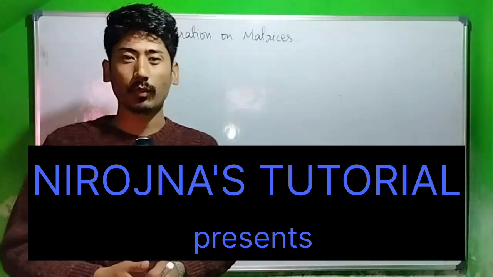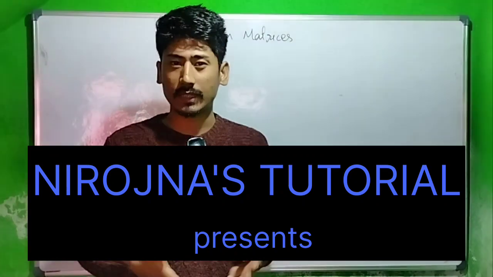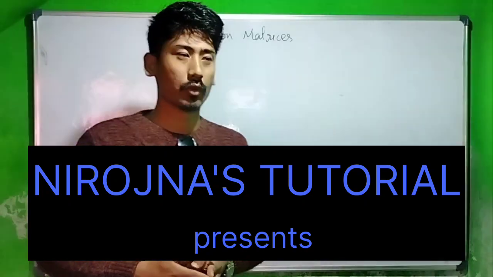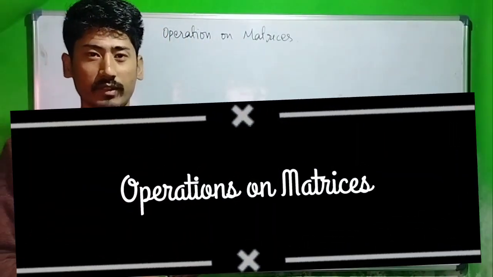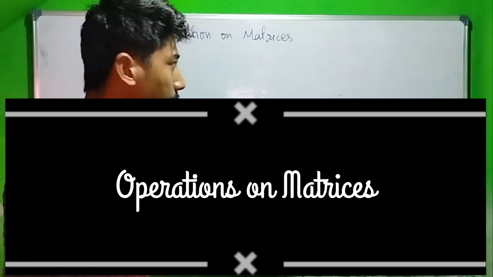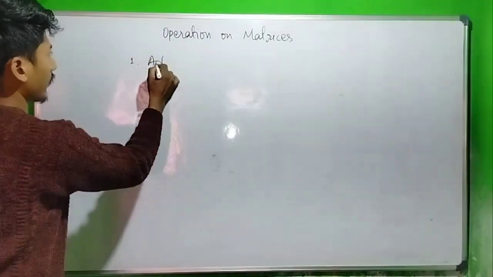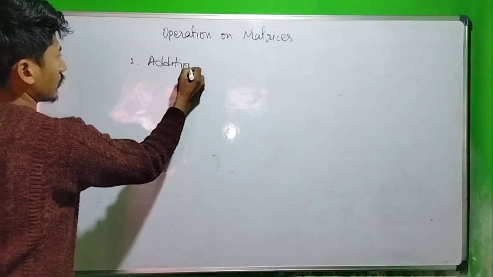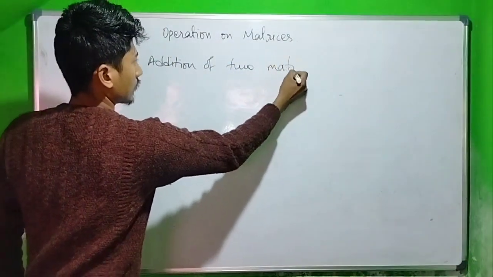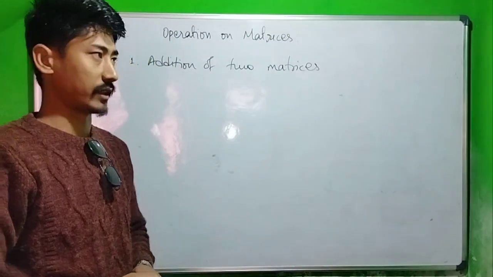In the last video we talked about matrices: what a matrix is and what the types of matrices are. In this video I'm going to tell you about operations on matrices. So how can we deal with matrices? Let's understand. The first operation is addition of two matrices. Let's see how we can add two matrices.